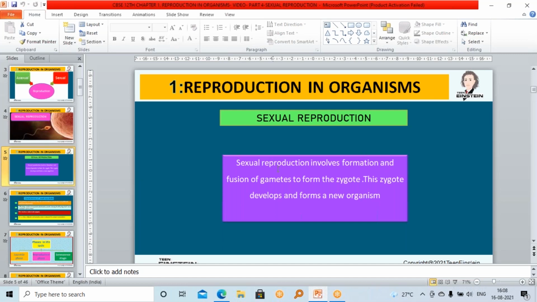So in sexual reproduction, what will happen? Sexual reproduction involves formation and fusion of gametes to form the zygote. First, gamete formation will take place, and after that, these formed gametes, both male and female gametes, will fuse together and form a zygote. That is the next step. From the zygote, it will undergo so many stages, developmental stages. After that, it will form a new organism or the young one. This is called sexual reproduction.